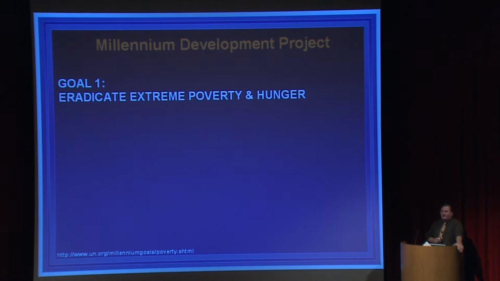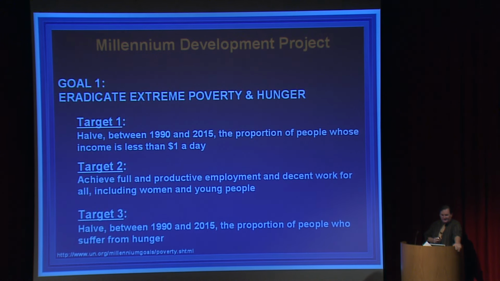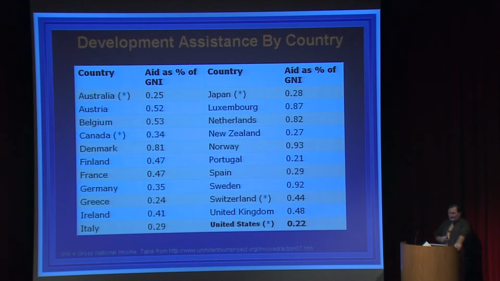Specifically, the Millennium Development Goals have a series of goals, but here's goal number one that pertains to the topic we're talking about today, which is to eradicate extreme poverty and hunger. And the UN, instead of just settling for a broad goal like this, created more precise targets. Target 1, to cut in half between now and 2015 the proportion of people whose income is less than $1 a day. Target 2, to achieve full and productive employment and decent work for all, including women and young people. And target 3, to cut in half the proportion of people who suffer from hunger. It's a manageable goal financially, perhaps not politically.